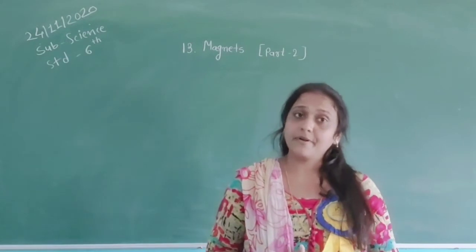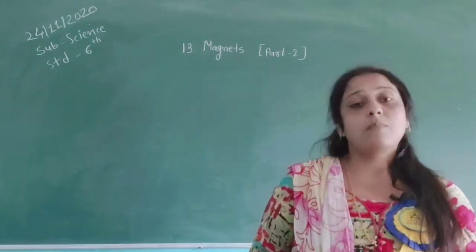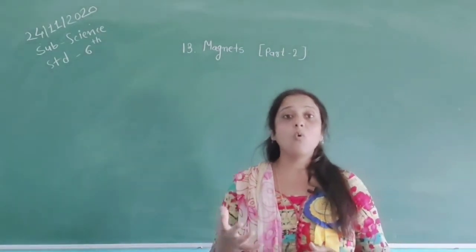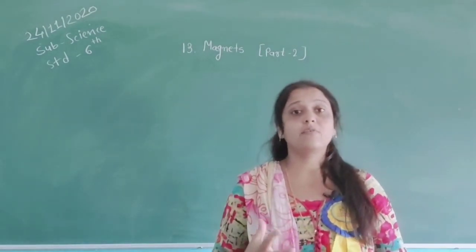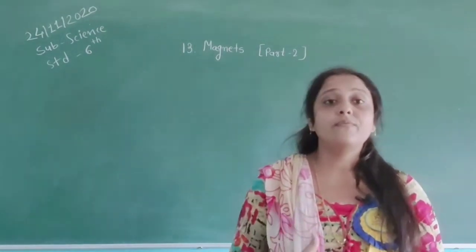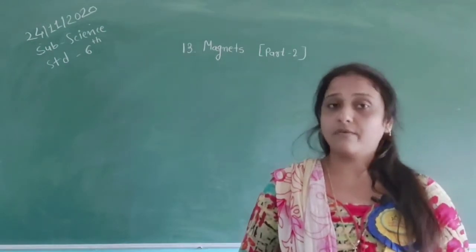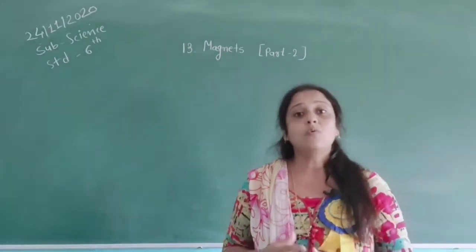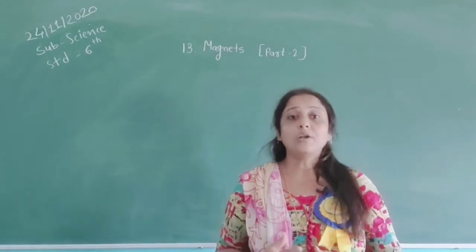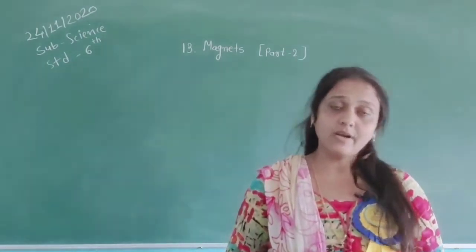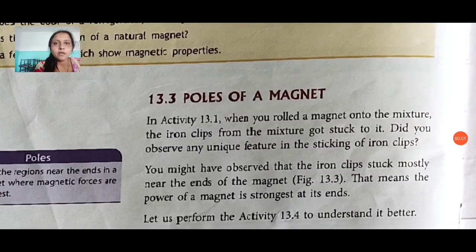So in this chapter we have topics about how we can make a magnet at our home also. We have different activities available in our textbook. So now we discuss all the topics available in our textbook. Okay, in our last session we discussed the poles of a magnet, and I told you we will understand this in detail in our next session.